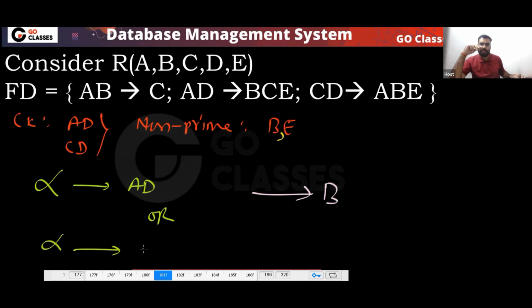Or it should determine CD. Agree or not? I don't know who will determine B, but it should happen. Do you agree? Okay, yes or no? I don't know who will determine B, but I can say that if anyone will determine B, the only choice is this. If you want to determine B, the only way is to go through this.